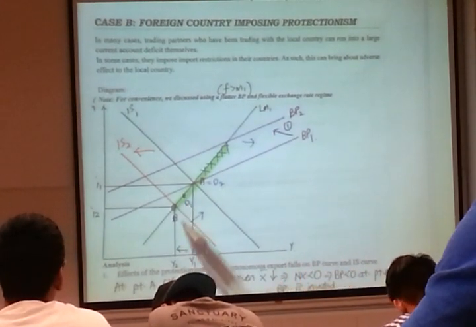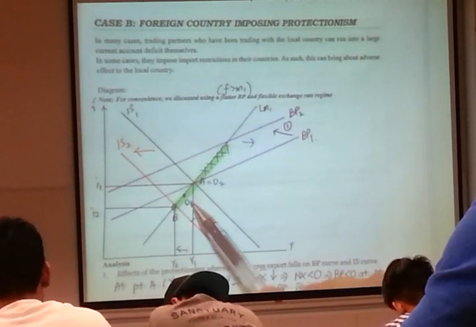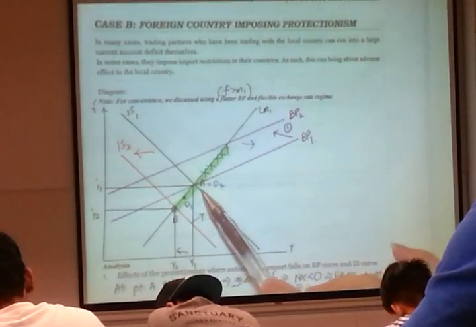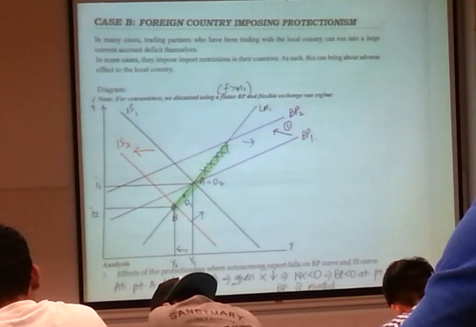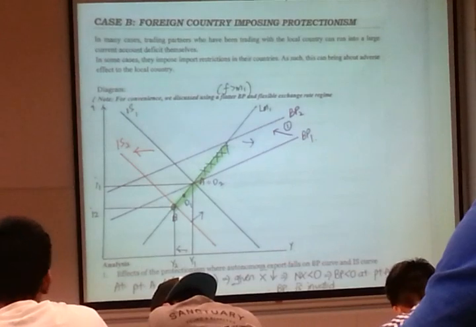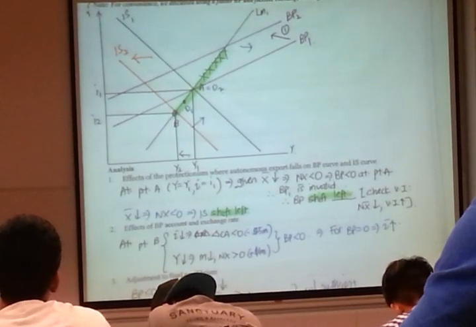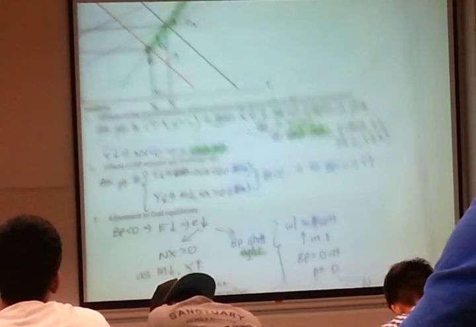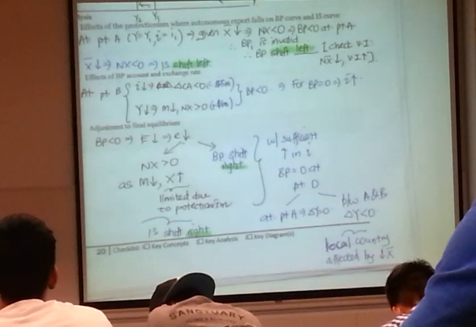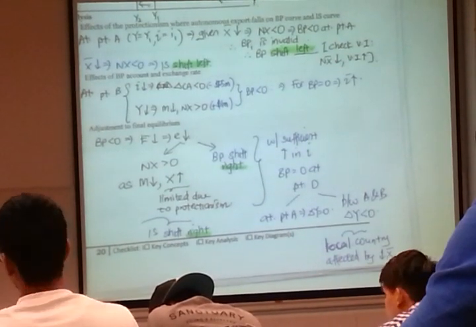Because if you bring D1 down, it's lesser than Y1. But if you want to prove that the policy has no effect on you, you stop at A. Because you started at A, you end at A. And you don't draw any BP or IS at all. Just leave it and highlight you are at D1 or D2, depending on what argument you want to put. So protectionism now has a different impact.